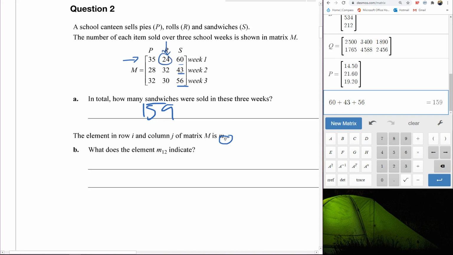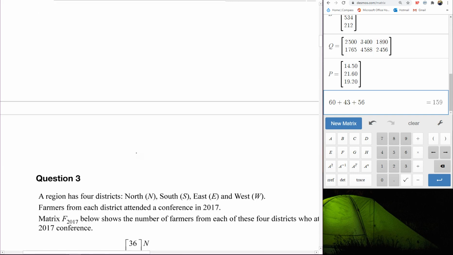So what does that represent? Well, it's the number of rolls sold in week 1. So I'm going to write 24 rolls sold in week 1. You can write it any other way. You can say it represents the number of rolls sold in week 1, and then in brackets 24. Or if you just write 24 rolls sold in week 1, I would also be happy with that.